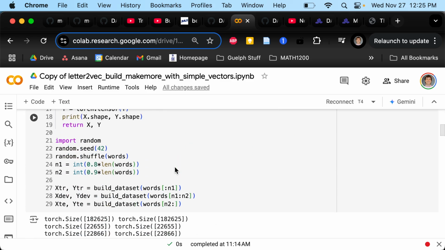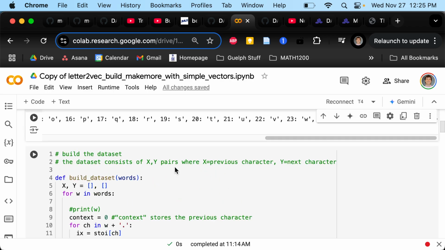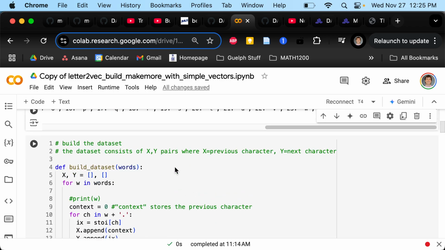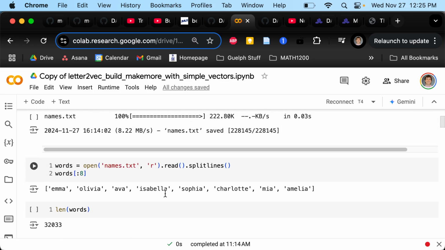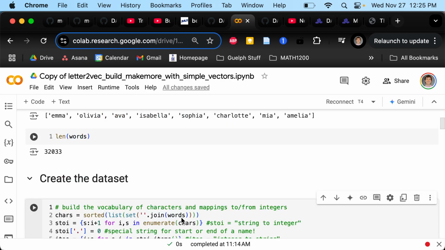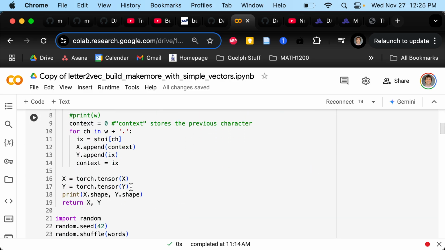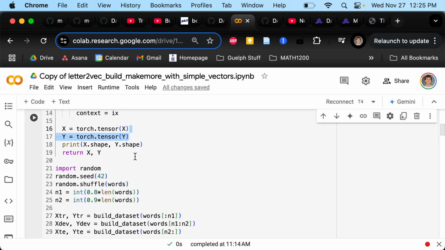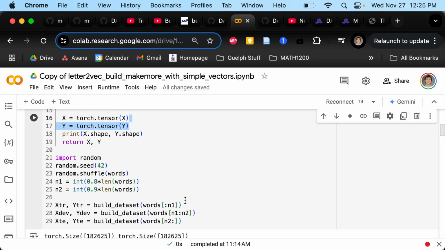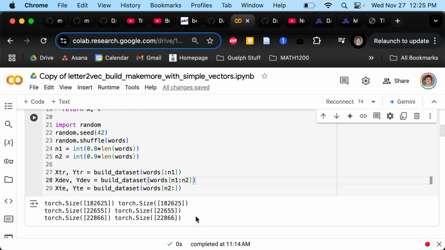Okay, so what are these data sets? We take the words, which are names, and convert them into sequences. So Emma becomes E, then M, then M, then A, then dot. And that's what is getting encoded in these X and Y matrices. Then we split them into a test set, a training set, and a development set.